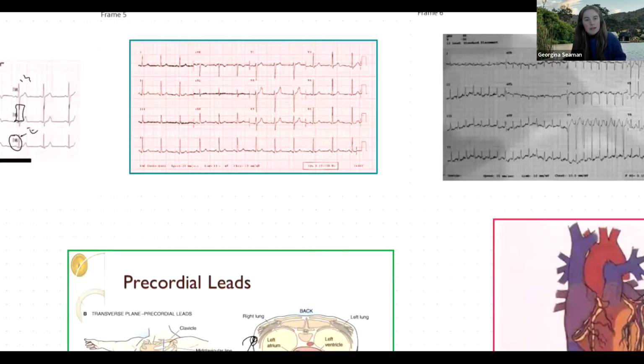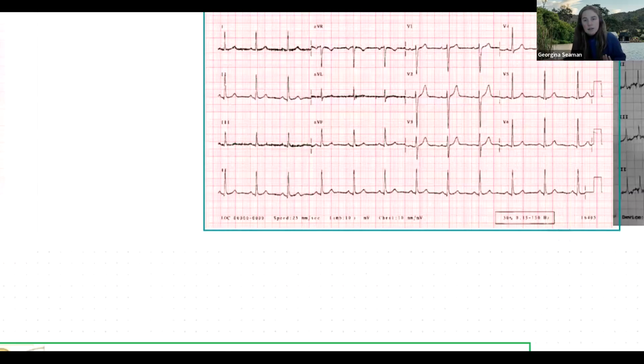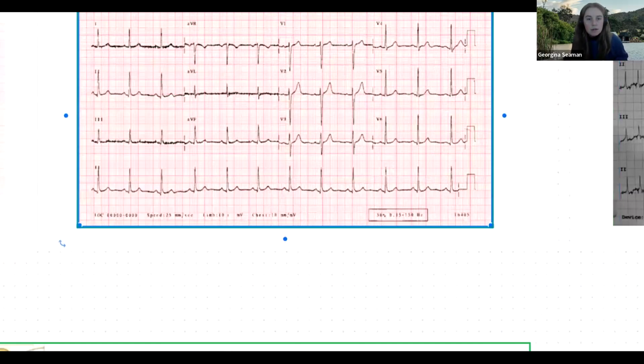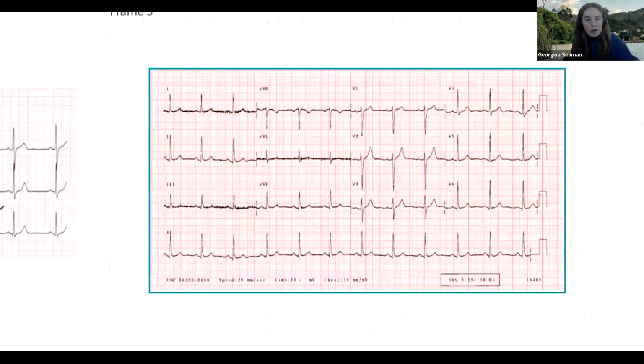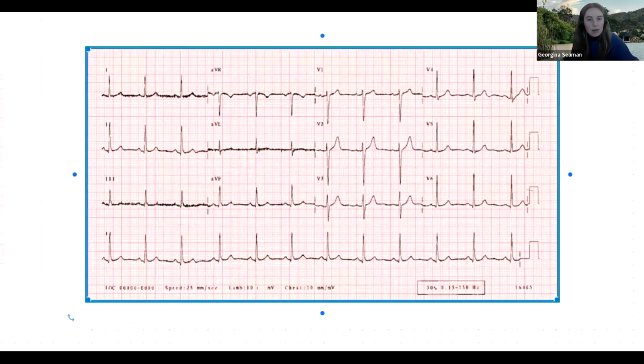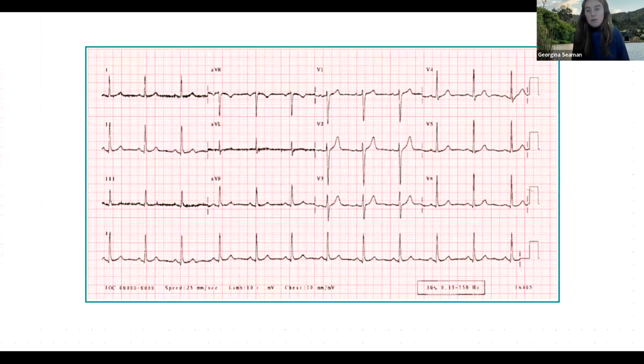So this ECG, oh, sorry guys, I tried to lock it, but I haven't. All right, so with this ECG, is this an ECG that we could use? Does anyone feel free to comment or put the mic on?